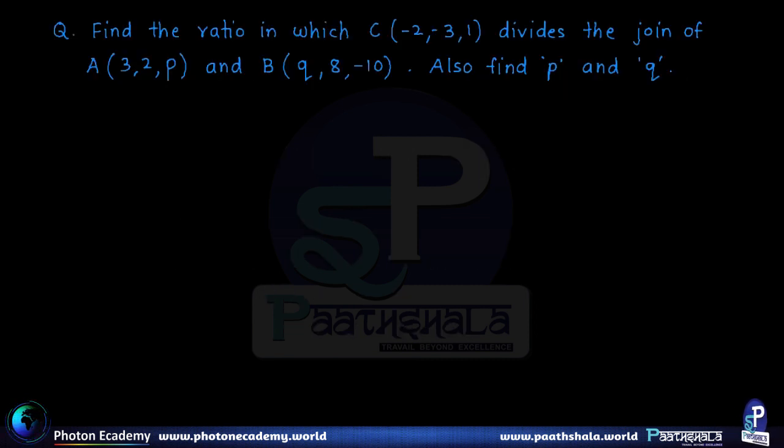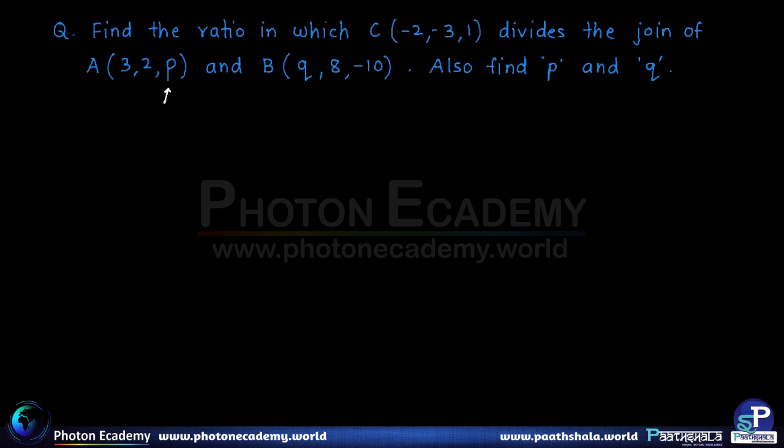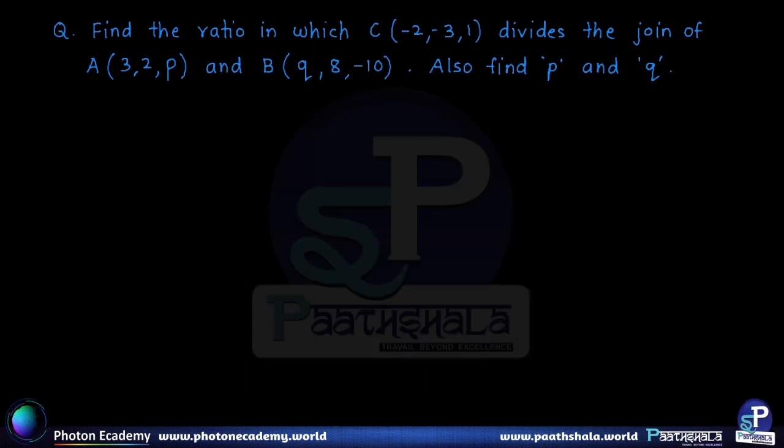Find the ratio in which point C, whose coordinates are given, divides the join of points A and B, whose coordinates are also given, and we observe that there are two unknowns p and q in this, and we have to also find the values of p and q. Now here we see that it's given to us that C divides the join of A and B, correct? So as we saw, let us assume that the ratio of that division is k is to 1 and let that be the internal division.